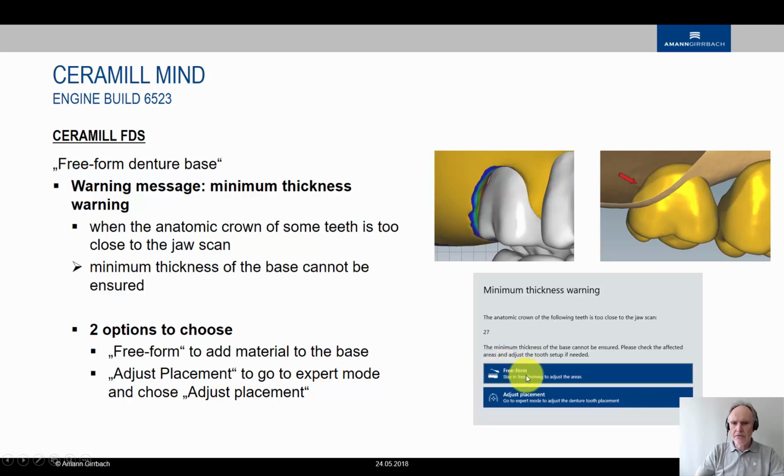You can either take the freeform way, which means you add more material on the area which is shown in color, or you go to the tooth placement, adjust the placement and arrange another placement for the teeth. For example, you also have the choice for the 1/7 tooth to follow with it or to continue without it, so you can leave the tooth out if you have no space for it.